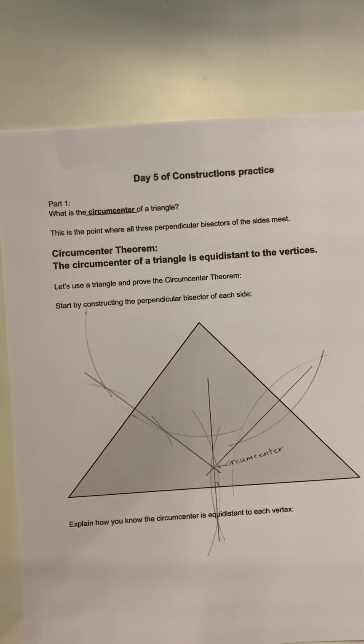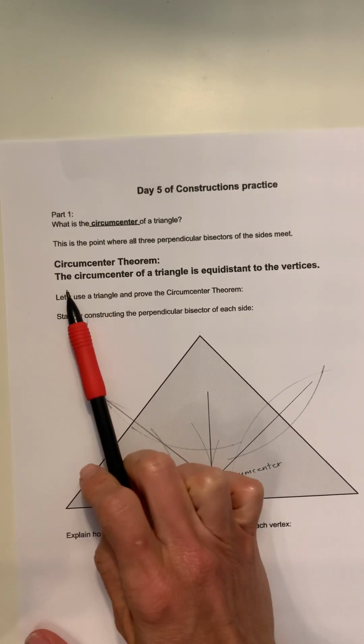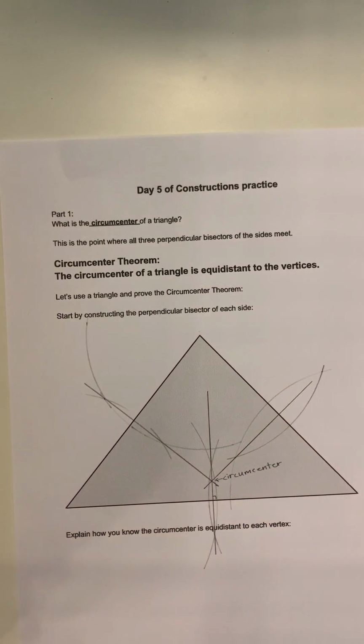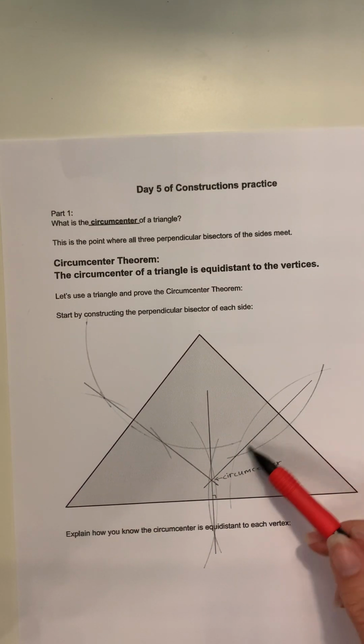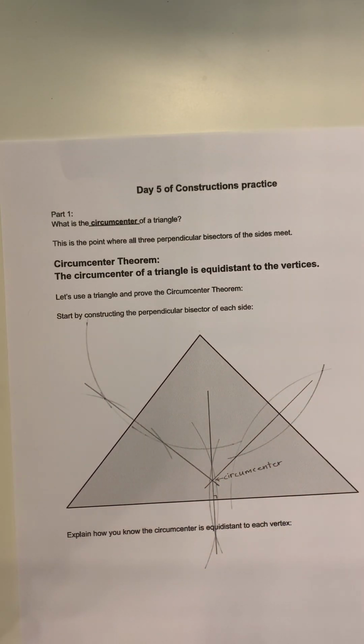Okay, what does the circumcenter theorem tell us? The circumcenter of a triangle is equidistant to the vertices. Well, we didn't do anything with the vertices just then. We bisected the sides. So what does that have to do with the vertices? Well, let's see what we can figure out here.